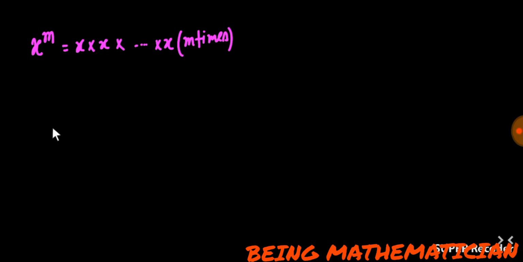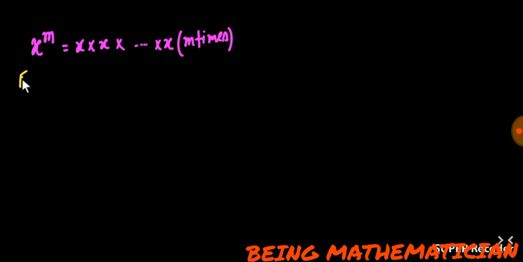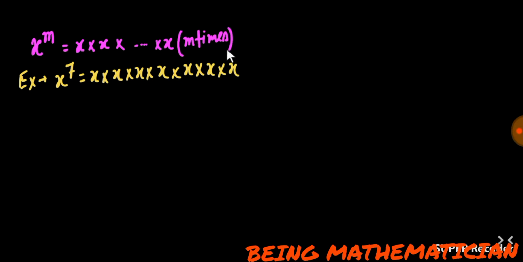At first, we have to explain x to the power m. As we all know, x to the power m means x into x into x up to m times. We can say by an example, that is x to the power 7 is x into x into x into x into x. That's 7 times.